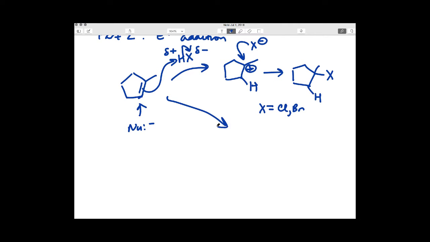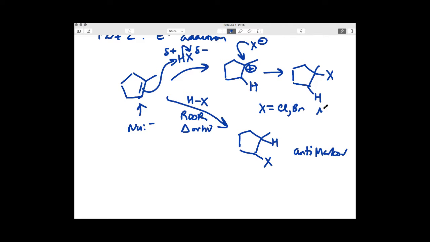Now the next reaction we learned was if we did this with peroxide and heat or light to initiate the reaction, we will see the opposite regioselectivity. We'll see that halogen over here and the hydrogen over here. So this is what we call anti-Markovnikov, whereas what we saw before was Markovnikov. It's good to think about these terms because that will help you remember what the reagents do.